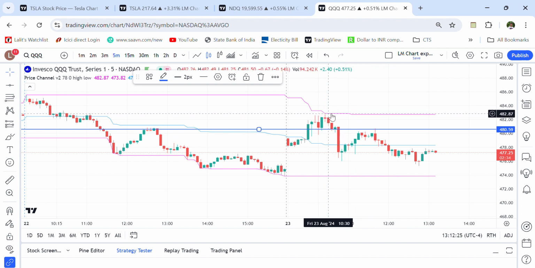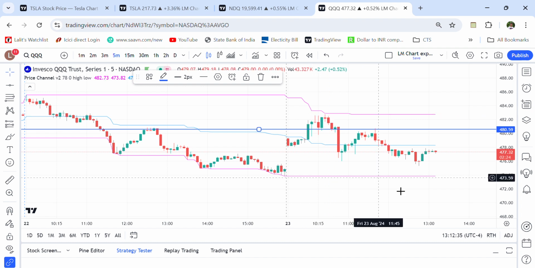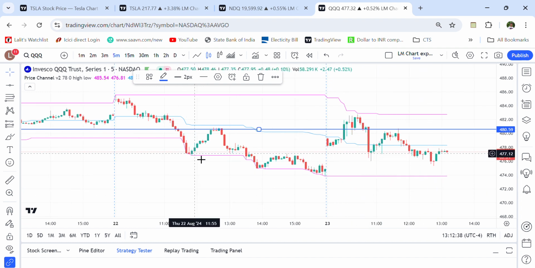This will help you in identifying the resistance and support zones, entering the put side at the resistance, and entering, for example over here, if you see this green candle, a call at the close of this green candle, which was able to cross the previous solid red candle. If you buy a call at around 478.57, you can get a target of 480.64, which is around $2 of profit.